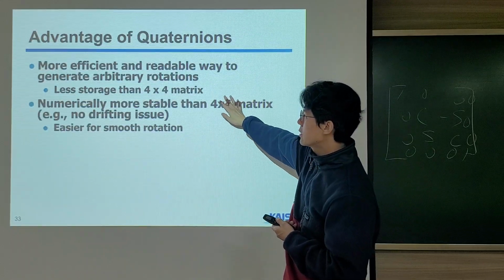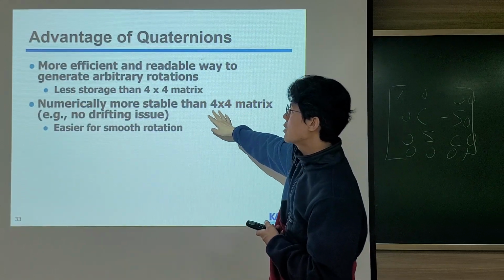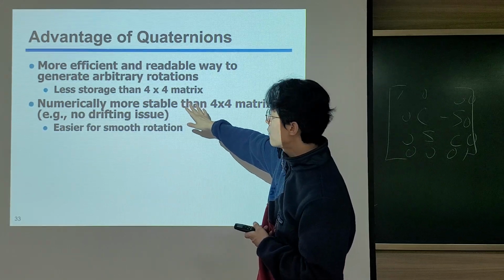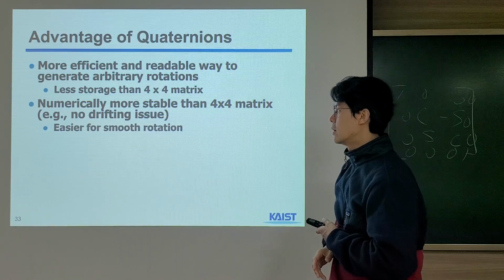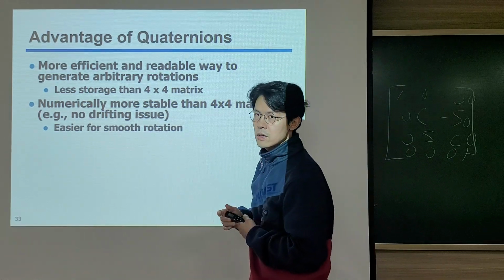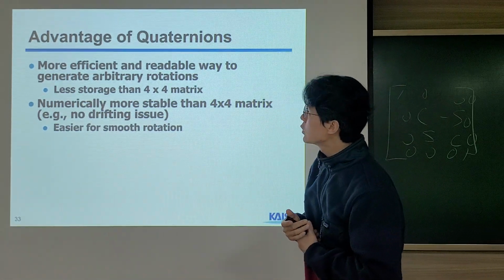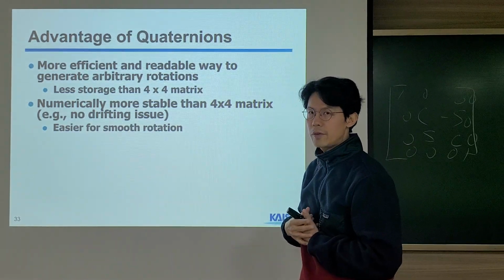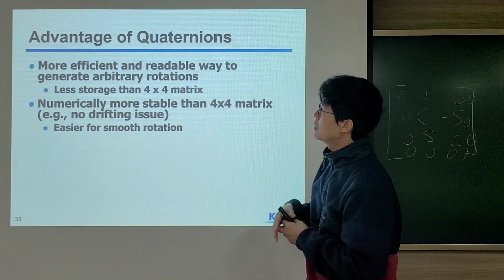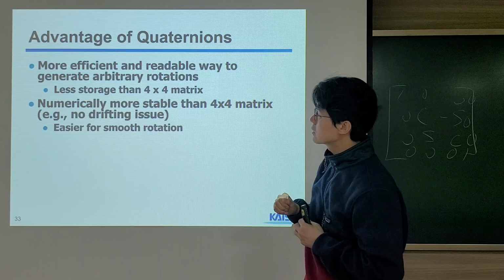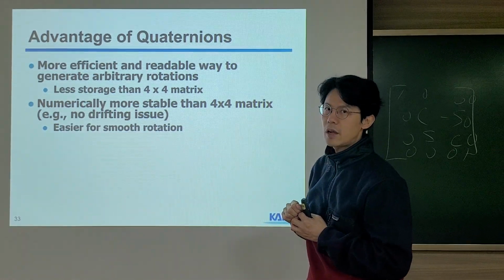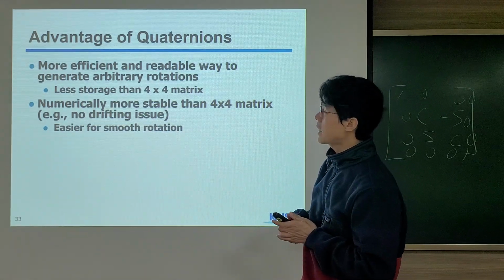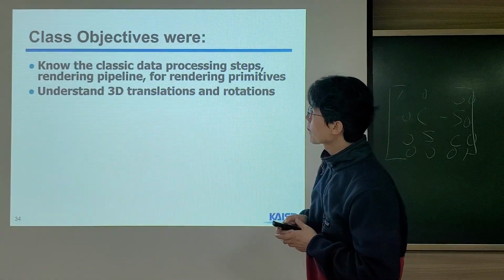And also it turns out that the quaternion is numerically more stable than this 4x4 rotation matrix. The quaternion is also very commonly used in many graphics and robotic applications. But in this class, I mainly talk about the rotation with this affine transformation. If you're interested, I recommend you look up some quaternion techniques.